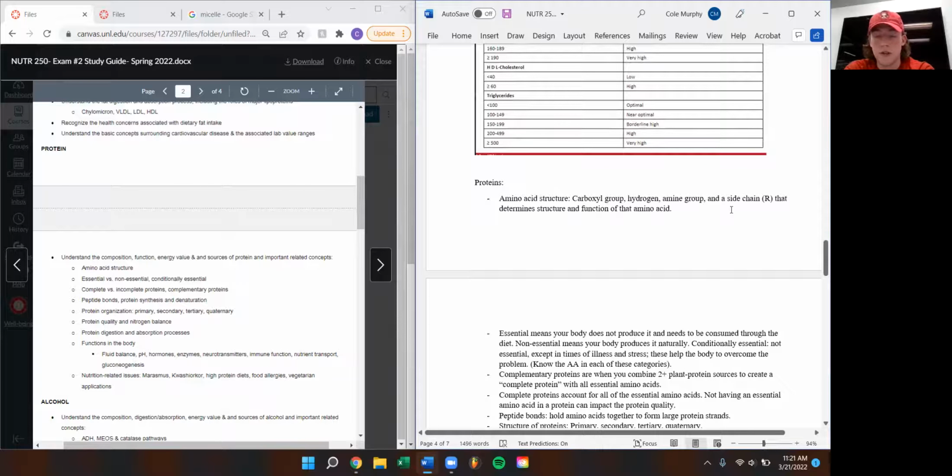For amino acids, the side chain, the R group, is going to determine the structure because all the amino acids have that same stuff. It's just the R group that differs. So that is what's going to determine the structure and the function of the amino acid.